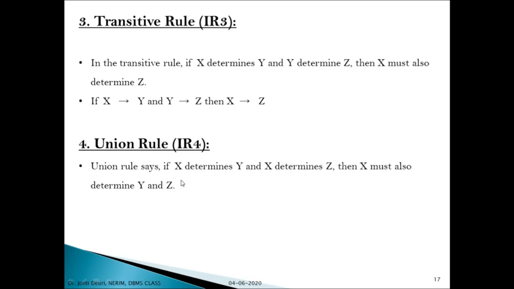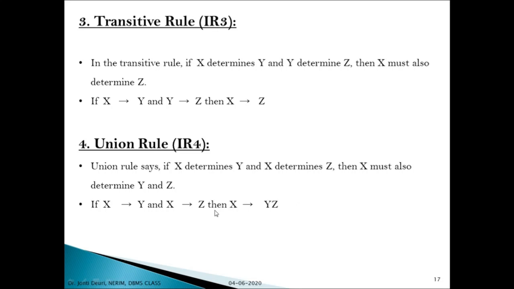So next one is union rule. In union rule, what happens, like if X determines Y and X determines Z, so X can determine Y and Z together also, like this. So if X can determine Y and X can determine Z, then X can determine the union of both Y and Z, right? This is the union rule.